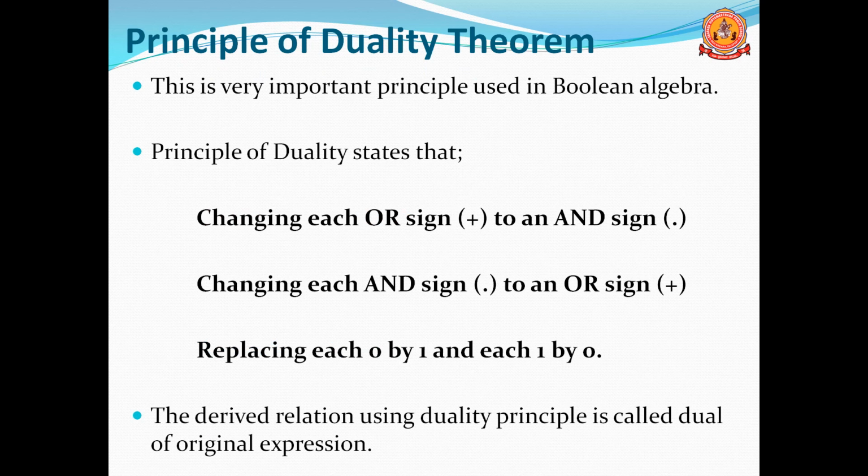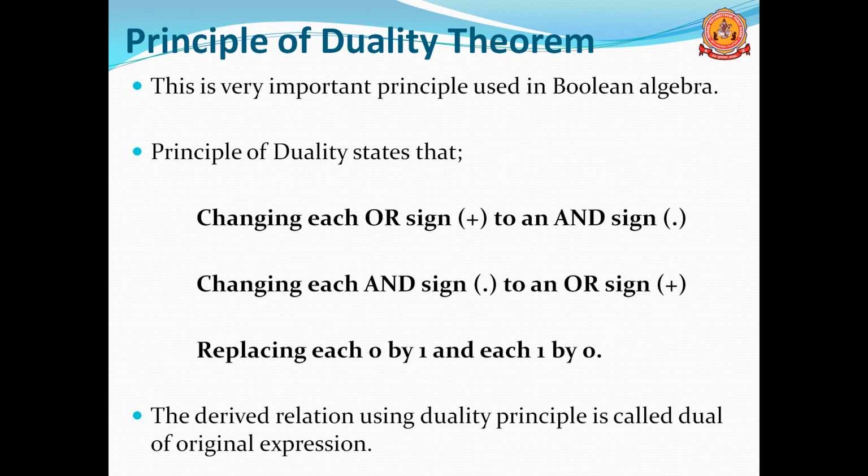Whenever AND is there, it means we should change to OR. Normally it means changing plus to dot, dot to plus, and replacing 0 by 1 and 1 by 0. Whenever 1 is there, you have to change that into 0. Whenever 0 is there, you have to change that into 1.